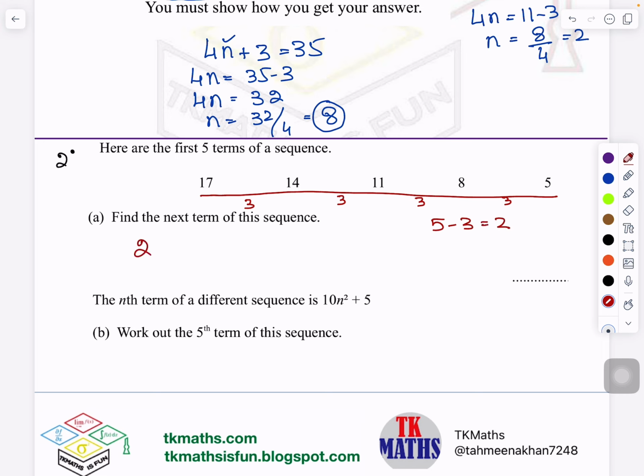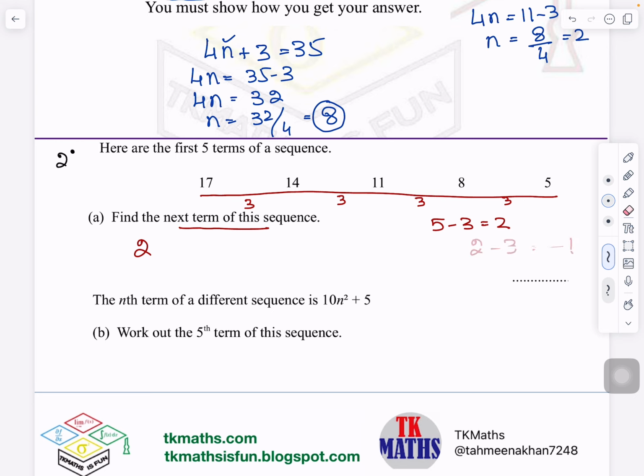The question is asking for the next term, so only one term. He is not asking for another term. If he asks me to find out 2 terms, then I will do 2 minus 3, and that will be equal to minus 1. But right now he is not asking that question, so we will not write it here.